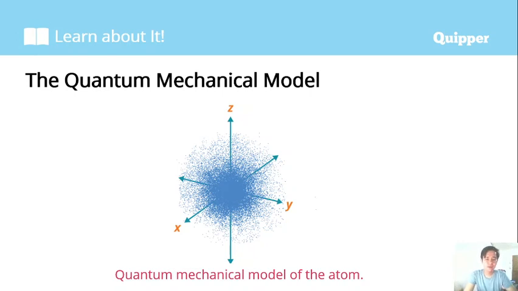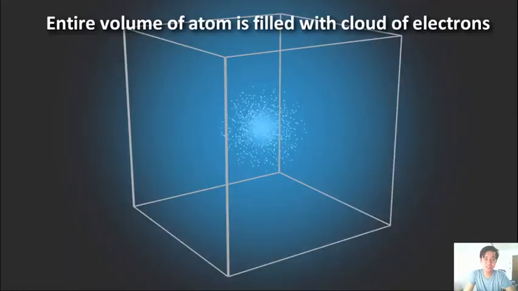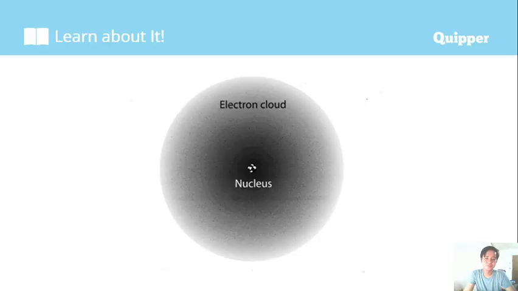So from a model that looks like a solar system, a planetary model, now we have a model called the quantum mechanical model of the atom. So you cannot see a specific orbit, but you have the so-called orbitals, regions where it's highly concentrated is where you can mostly find electrons. So that means an atom is not empty space, but it is filled with a cloud of electrons, an electron cloud, which can also look like that.